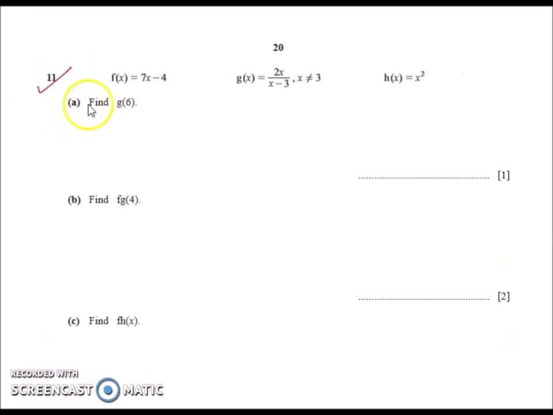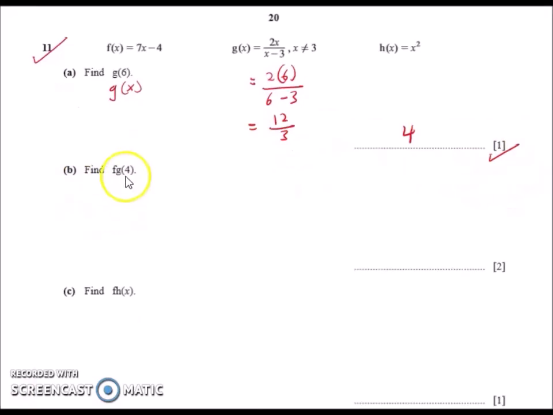Okay, now we are at question 11. So this is g(x). We just have to substitute the x with 6. So we use this 6, and 6 minus 3, and you'll be getting 12 divided by 3, which will give you the value of 4. Okay guys, this is a 1 mark question here.